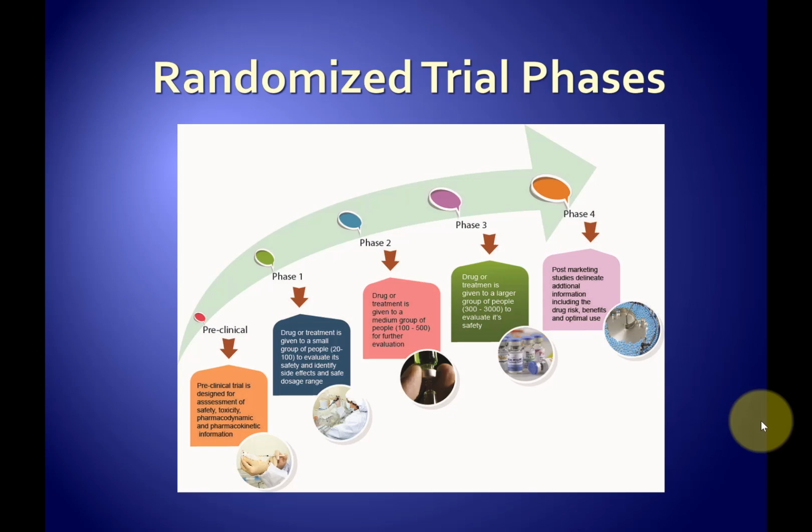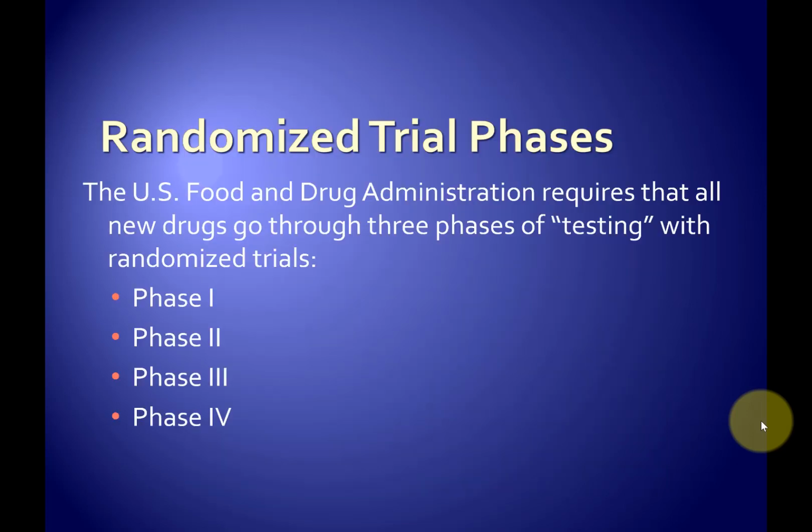And now we're going to talk about randomized trial phases. Pharmaceutical companies always try to develop new drugs. Besides being a very profitable business, the original goal was to help people with various conditions. The U.S. Food and Drug Administration follows a standard sequence of 4 phases for testing and evaluating drugs before they're being released.